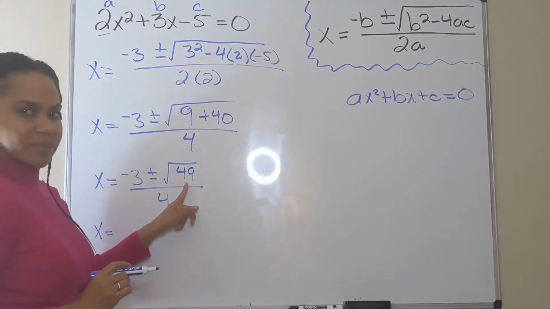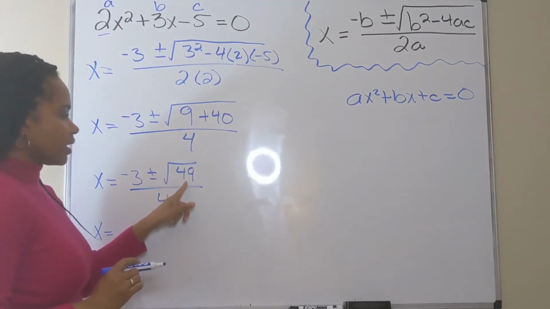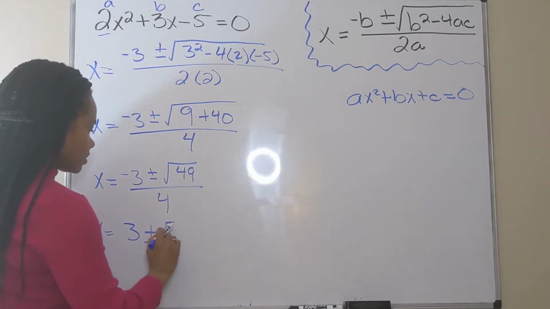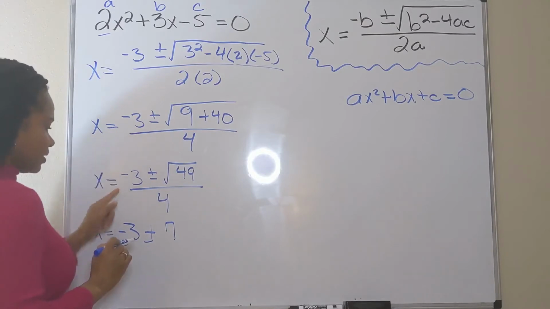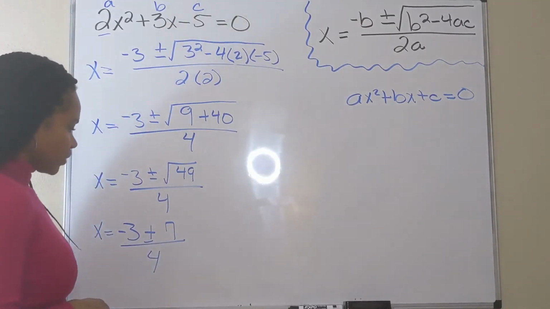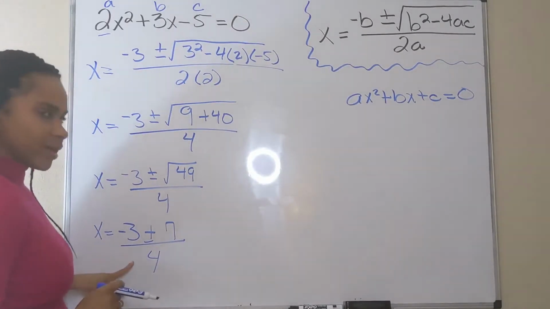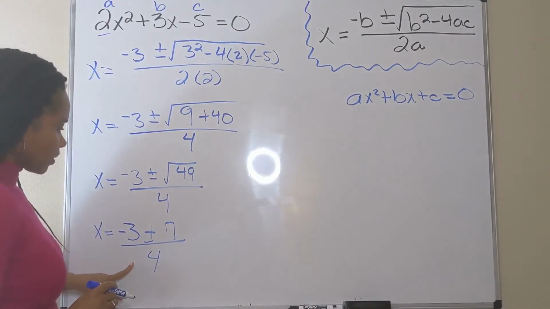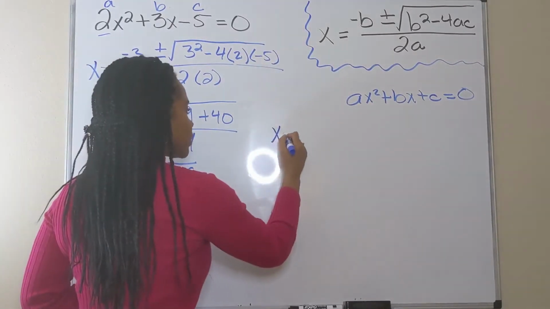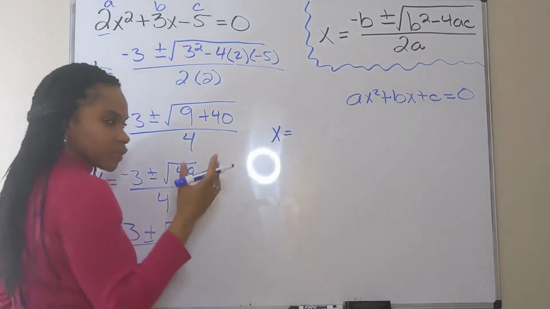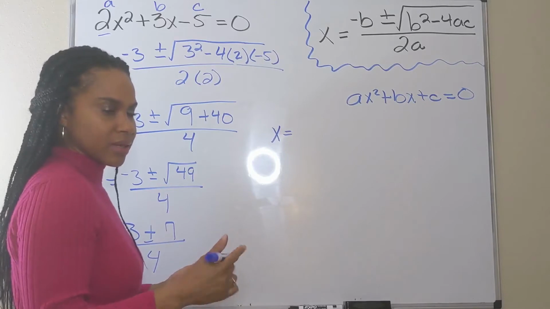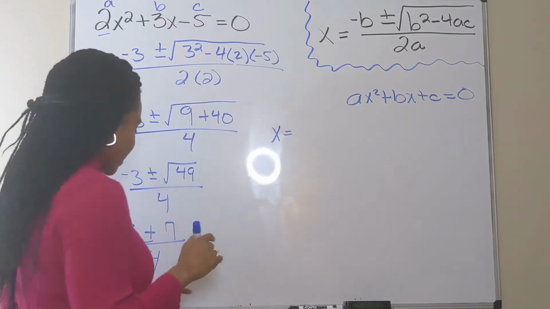Simplifying even more, that's a perfect square. The square root of 49 is 7. So negative 3 plus or minus 7, all over 4. All right. So when I get to this point, I want to go ahead and break up my problem into 2 equal problems, okay? Because many quadratic equations have 2 solutions, because remember, the solution is where that graph is going to cross the x-axis, and it's that U-shaped graph, all right?